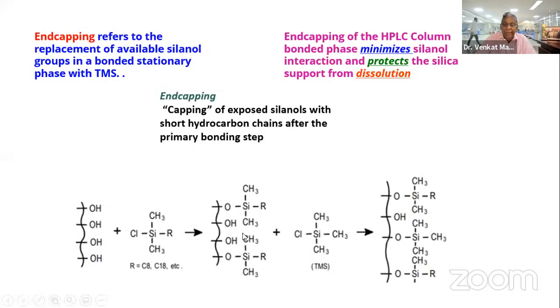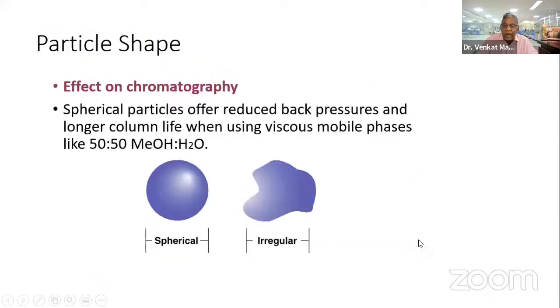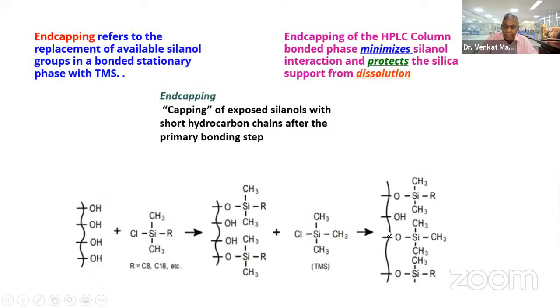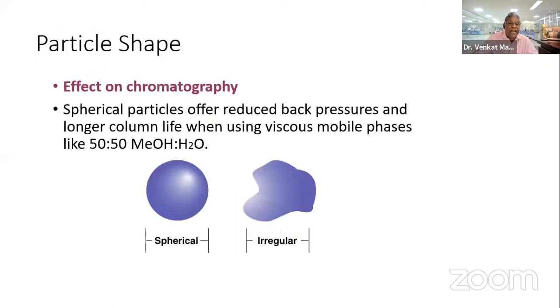Now, this is a typical end capping, where I have attached a TMS group along with the silica column to protect the column. Similarly, if you look at this graph, I can see this spherical particle size. This is an irregular particle size. Therefore, a spherical particle offers lower back pressure. When I offer a lower back pressure, the column lifetime becomes much longer, which is very, very important when you want to talk about the reproducibility of the analysis, so that I can use the same column for a longer duration.